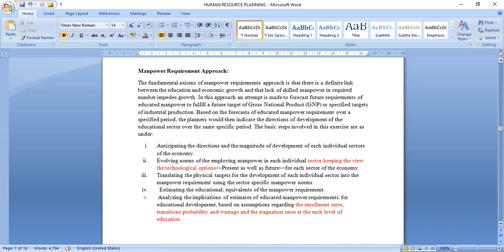So that is the manpower approach, right? And with this manpower approach, basically, it specifies, or it targets industrial production. So basically here, these approaches are helping us to carry out education planning.